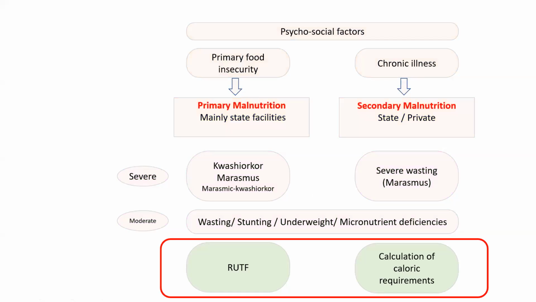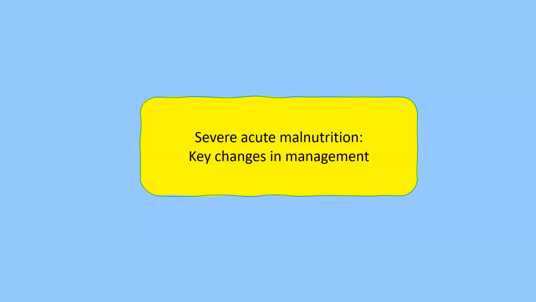And I'm going to specifically talk about nutritional management, and so the role of ready-to-use therapeutic food in primary malnutrition. A question that I get asked regularly is how to calculate caloric requirements in children with secondary malnutrition, so I'll just spend a few minutes discussing that. So let's start with severe acute malnutrition and talk about the key changes in management.